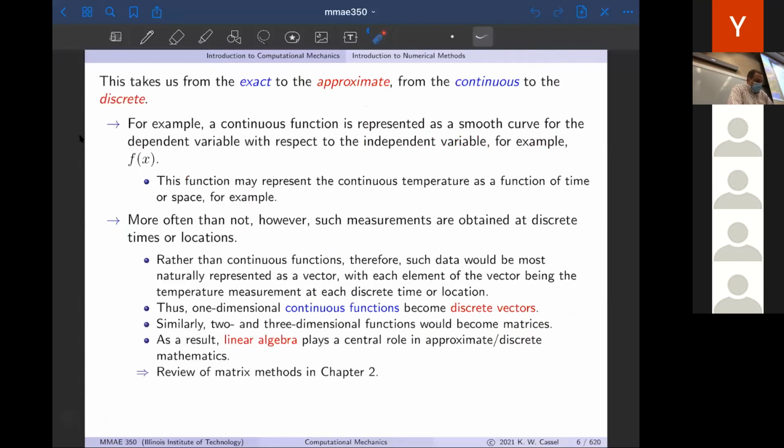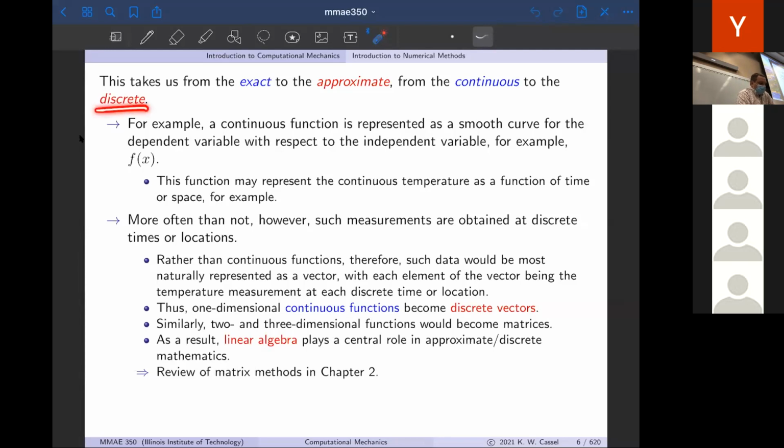Now, this takes us from the exact to the approximate and from continuous to discrete. Most of what you've done so far has been exact and continuous. So continuous functions, f is a function of x, it's nice and smooth. At any value of x, you know the value of f. So it's a continuous, smooth function. It's exact, the solutions are exact for the reasons that we've discussed already. Now they're going to be approximate. We're not going to get exact solutions, we're going to get approximate solutions. We're going to get hopefully good estimates of the solutions, but they will not be exact.